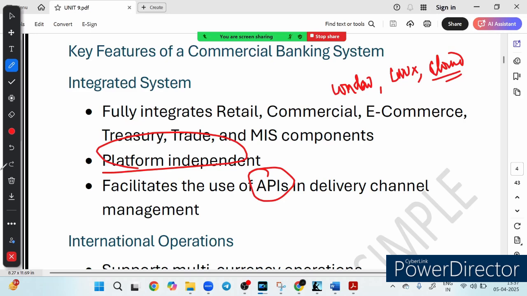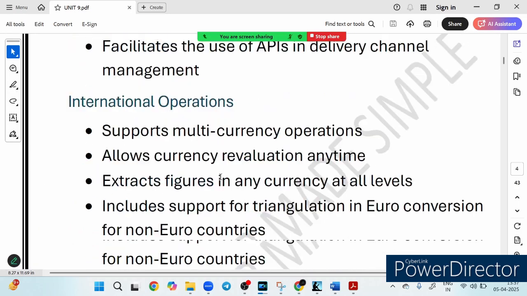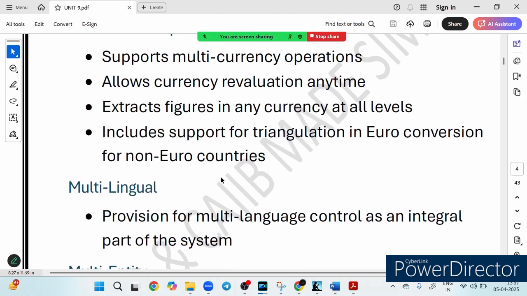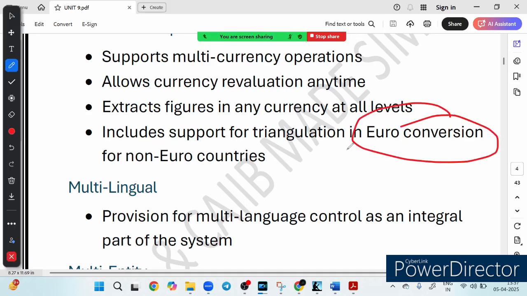Then we have something called international operation. Today banking systems are world travelers. They handle multiple currencies. You can view, convert, and revalue currency anytime. You can even see reports in different currencies at different levels. It even supports euro triangulation.